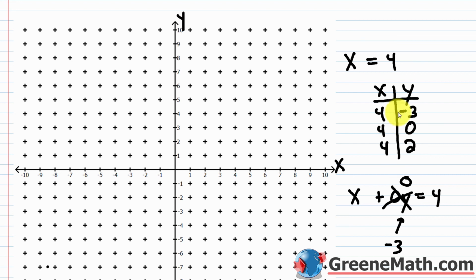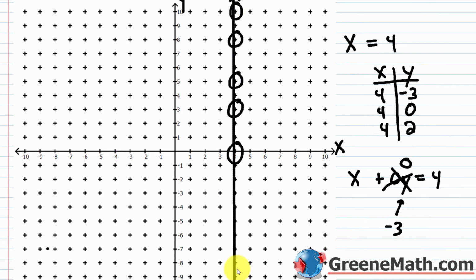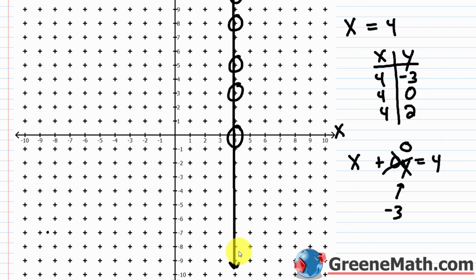So the simple way to do this is not to plot points. It's just to find 4 on the x-axis, which is right here, and to draw a vertical line. Because no matter what the value is for y, at 10, x equals 4. At 8, x equals 4. At 5, x equals 4. At 3, x equals 4. So on and so forth. So it just becomes a vertical line. Okay, and you want to make arrows at the top and the bottom, just to show that that continues forever and ever in both directions.